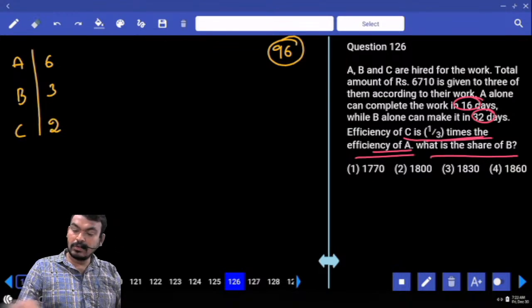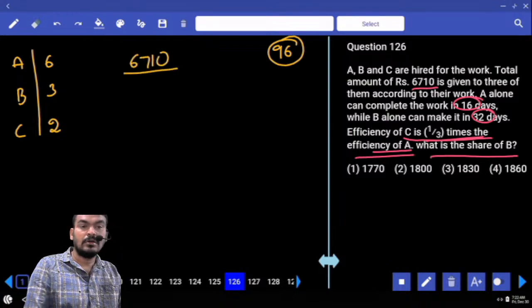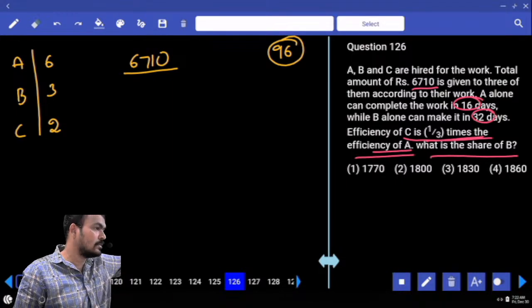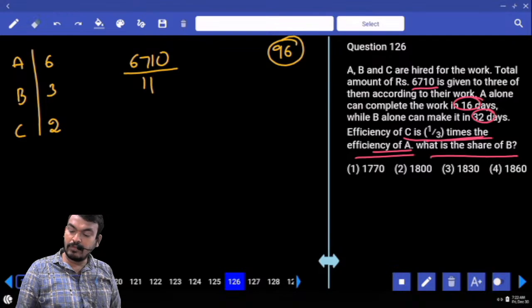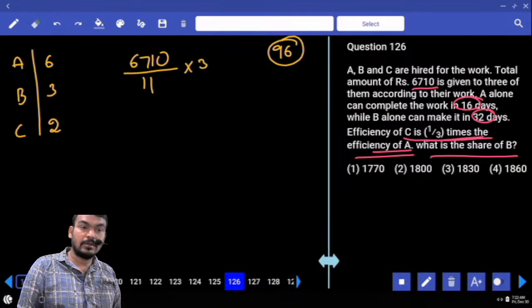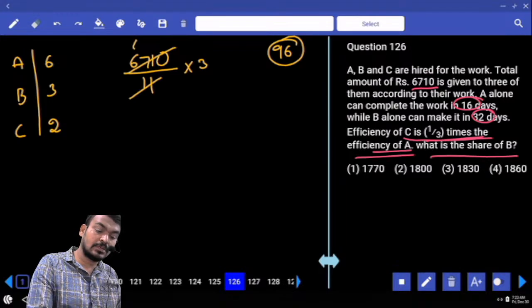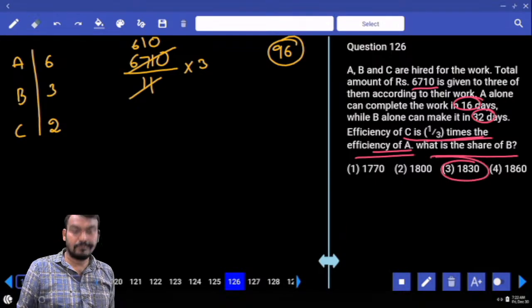What is the total amount distributed? 6710. That is distributed among 3 persons. The 3 persons' efficiency totals 11 parts. Divide by 11. We require B's share, so we need 3 parts. 6710 divided by 11 is 610, times 3 is 1830.